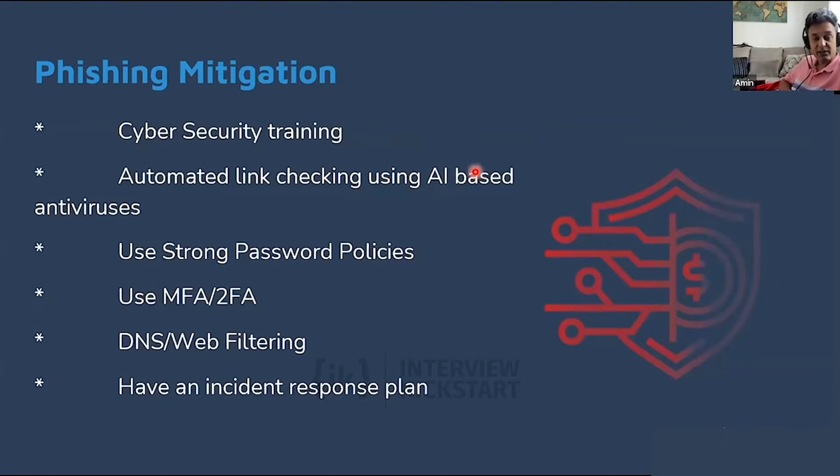Use multi-factor authentication. Use two-factor authentication. So do not rely on just a password. Have another authentication mechanism like your biometrics and things like that. Have DNS and web filtering so they can check if the link provided in your emails, or the request that's going out, is a legitimate request and is not going to a bad website. And then if something does happen, you must have an incident response plan that explains what we should do if we are a victim of a phishing attack.